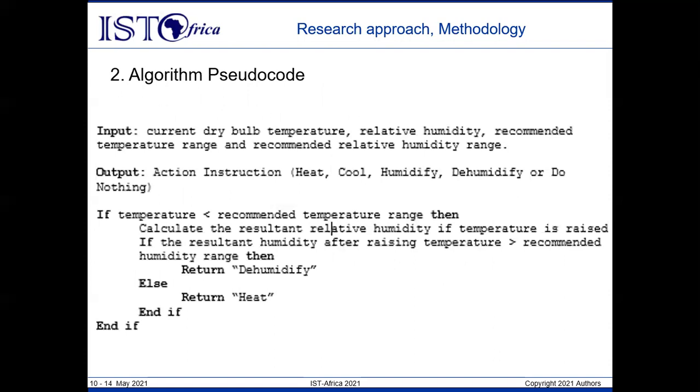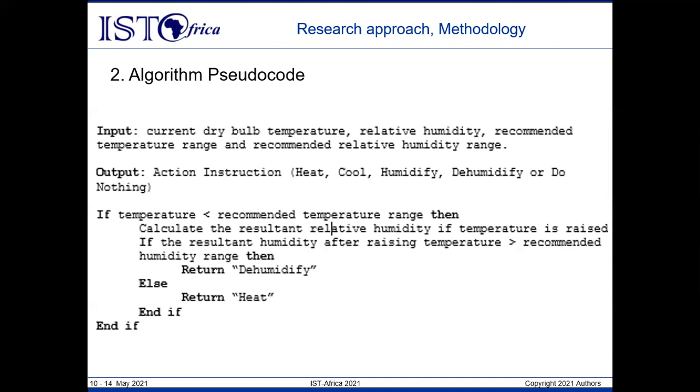So here's the algorithm. As input, it takes the current dry bulb temperature, the current relative humidity, the recommended temperature range, and the recommended relative humidity range. And after it does its calculations, the output of the algorithm is an instruction of the action to be taken on the environment. And these actions may be to heat, to cool, to humidify, to dehumidify, or to do nothing. So here's how the algorithm goes.